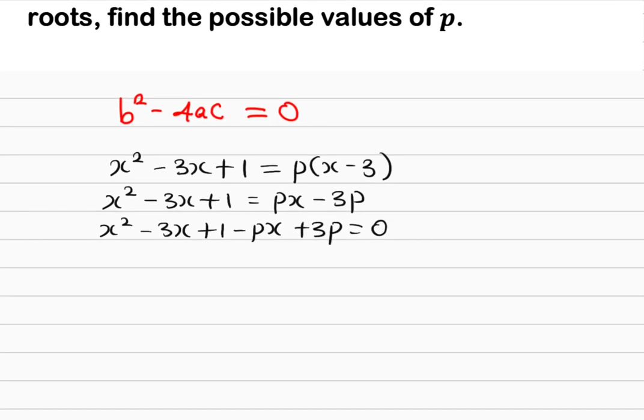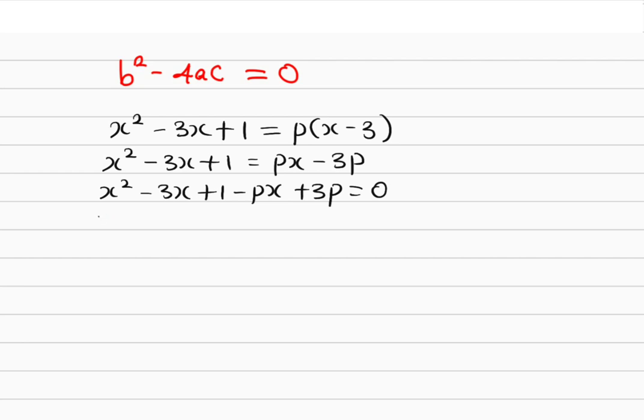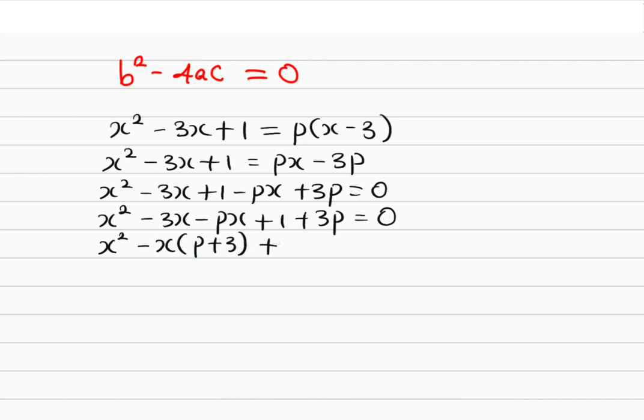Now, once I have this, then I'll rearrange and factorize. I have minus 3x minus px plus 1 plus 3p is equals to 0. So that I have x squared, I'll factorize minus x out so that I'm going to have p plus 3, all right, plus 1 plus 3p is equals to what? 0. So we are moving, all right? We can have it like this, no problem.